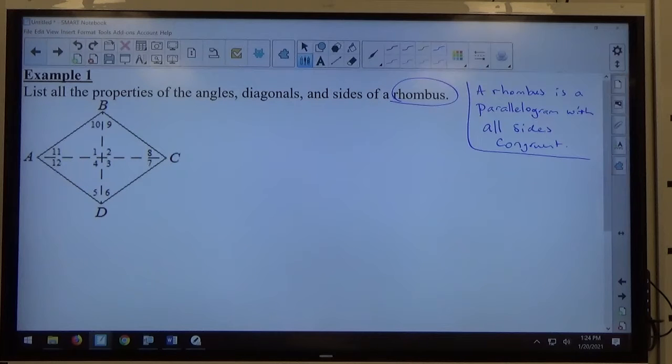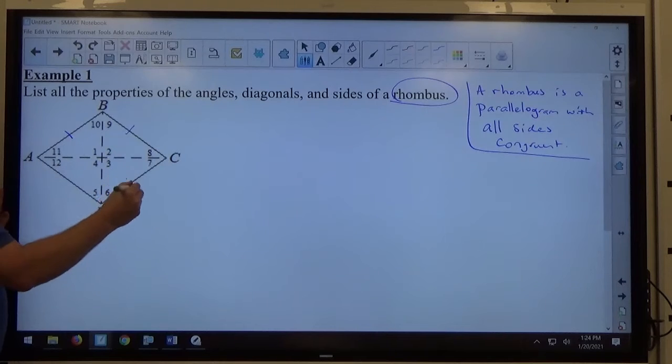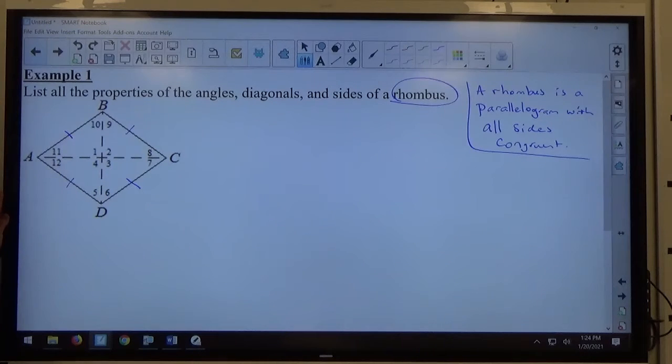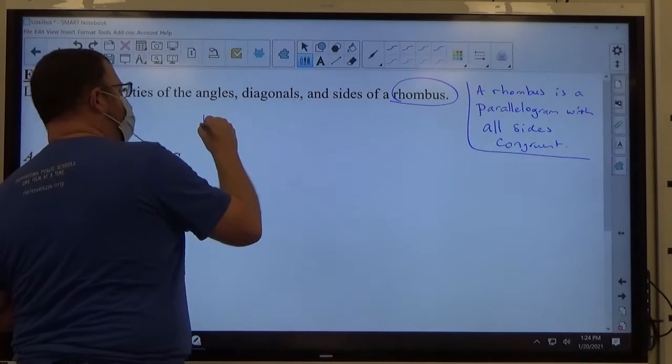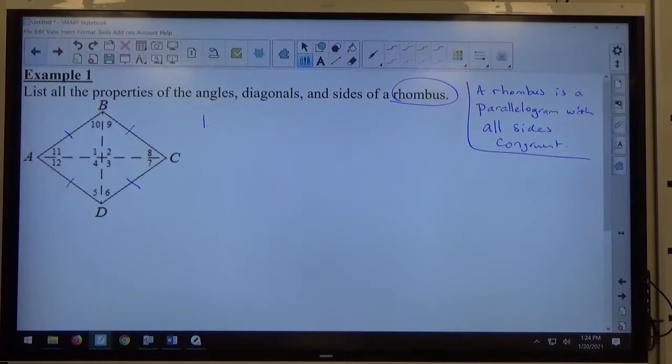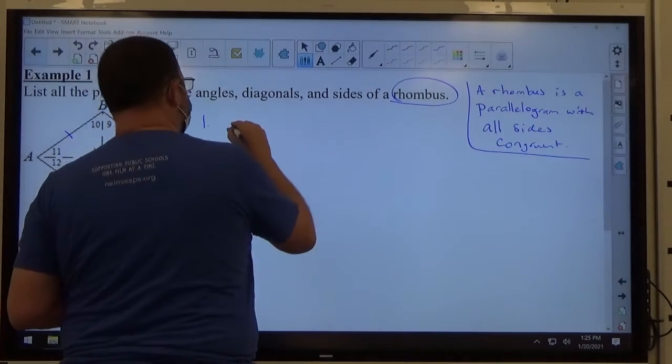A rhombus is a parallelogram, all sides congruent. That tells me that AB, BC, CD, and AD are the same measure. So the first property I'm going to write down for a rhombus, and again, it'll say this object is a rhombus. The first property I'm going to list is all sides are congruent.